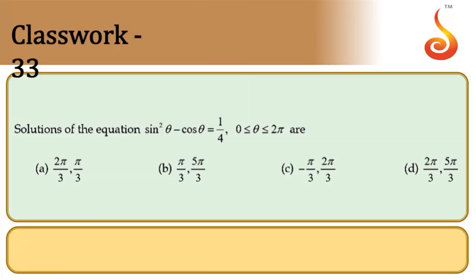Now the general solution for the problem. Whenever the general solution is given to you, we need to substitute and verify the values. For example, if I take 2 pi by 3, sine 2 pi by 3 is the same as sine pi by 3. Sine pi by 3 is root 3 by 2, so you will get 3 by 4, and minus of minus is plus 1 by 2, that is equal to, I think, 5 by 4, which is not equal to 1 by 4. It doesn't satisfy.